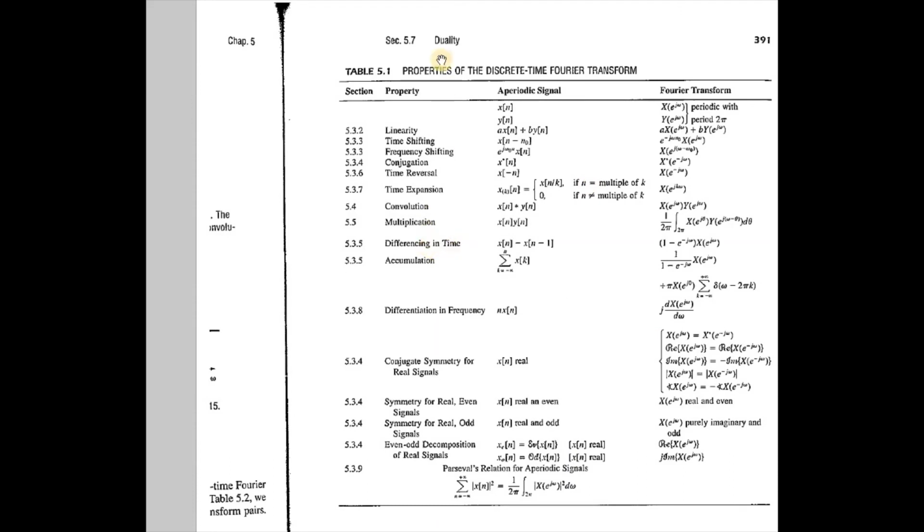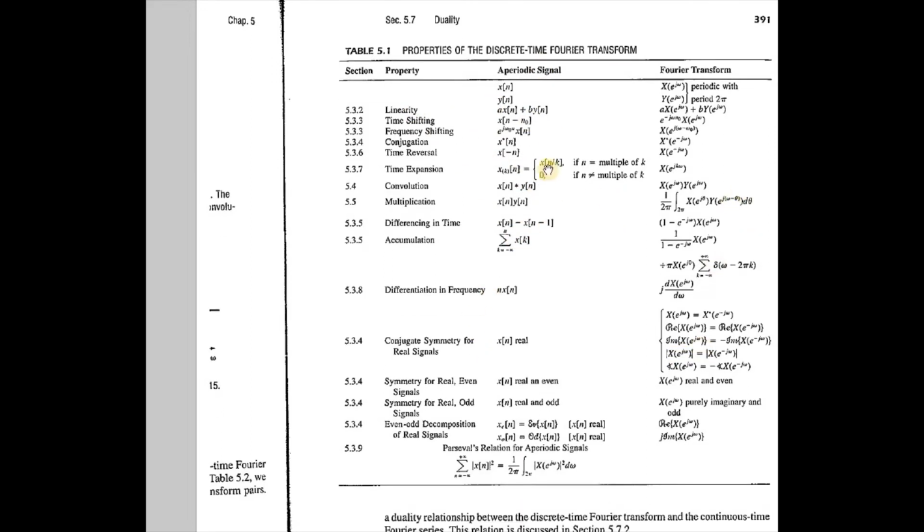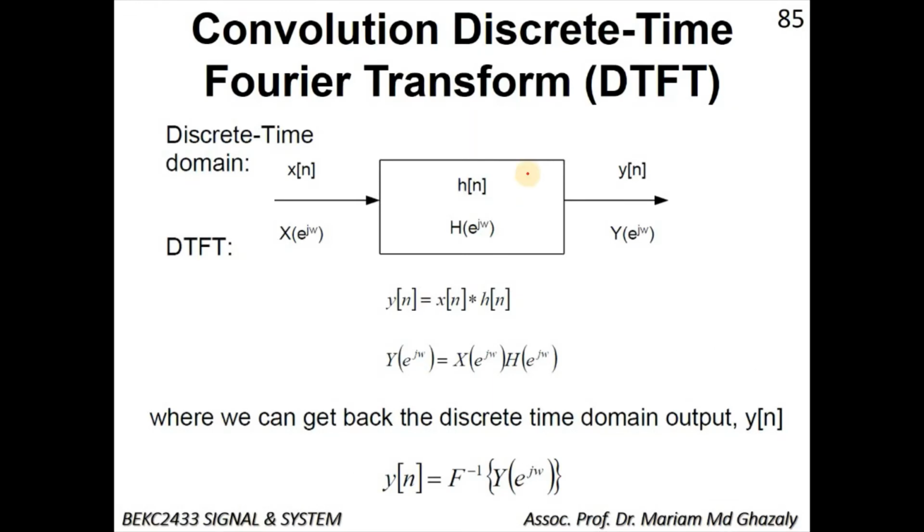you might be using the properties of the discrete time Fourier transform. So you have the linearity here. Okay, and just go through. There are two tables for the discrete time Fourier transform, right? Okay, now let's go to the convolution of the discrete time Fourier transform.